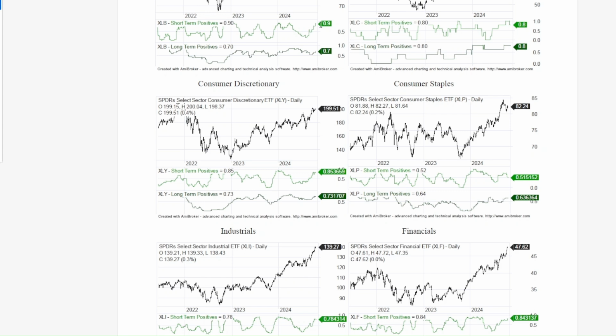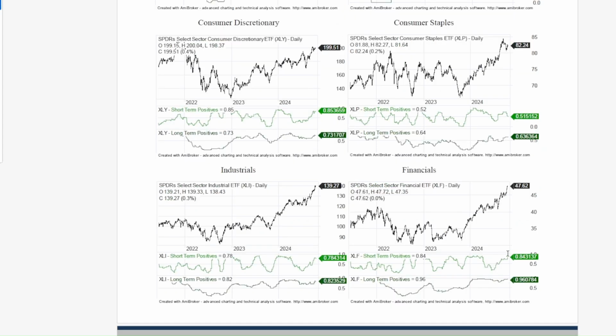We do have a few getting overbought on the short-term positives, so I like to monitor those. We've got the basic materials overbought. We've got consumer discretionary overbought. Industrials are getting close. Short-term positives for financials are getting overbought.